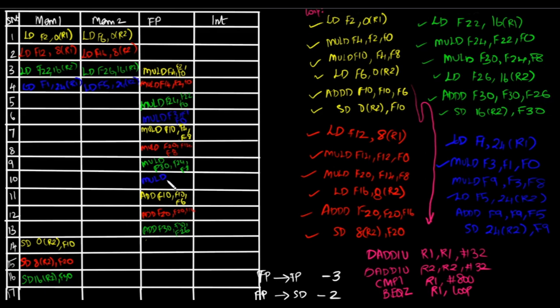This mul will come here, F9 comma F3 comma F8, and this add D can come here. Add D, since it's a memory reference operation, we can accommodate a floating point, so we can execute this in parallel.